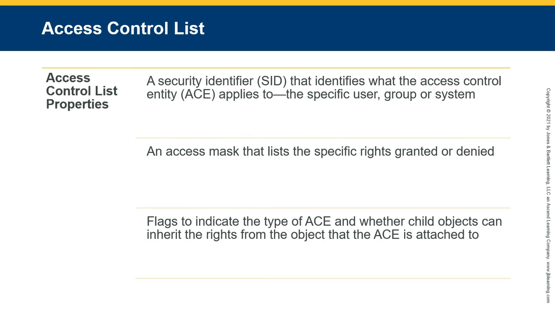Access control list. An access control entry contains a security identifier that identifies what access group and entity applies to a specific user, group, or security. An access mask lists the specific rights granted or denied. Flags indicate the type of access, the type of ACE, and whether child objects can inherit the rights of the object that the access control entity is attached to.